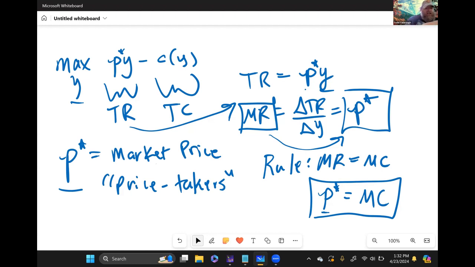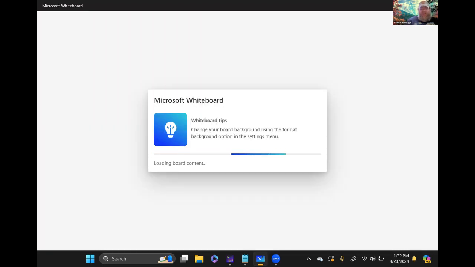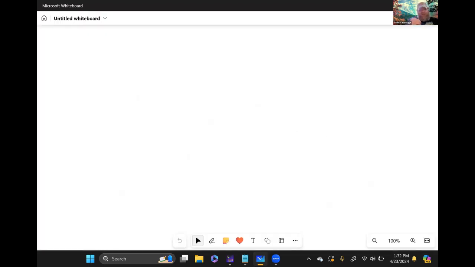Well, let's tell that story. The reason why that is, is because the firm in a competitive market does not see the entire market demand curve.